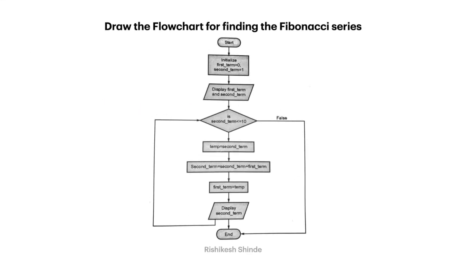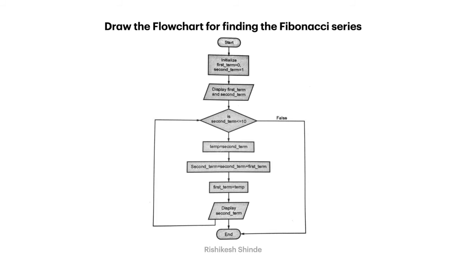Let us see the example. The question is, draw a flowchart for finding the Fibonacci series. Now this flowchart will start with oval shape. As we have seen, oval shape is used for starting and termination of the flowchart. Then using rectangular shape, we will initialize the first term as 0 and second term as 1. We will solve this using the algorithm that we have seen in the previous video for calculating the Fibonacci series up to the 10. After initializing first two terms, we will display those first two terms.